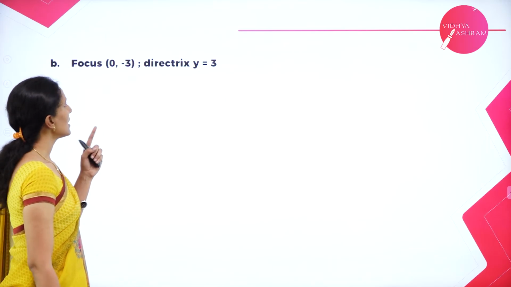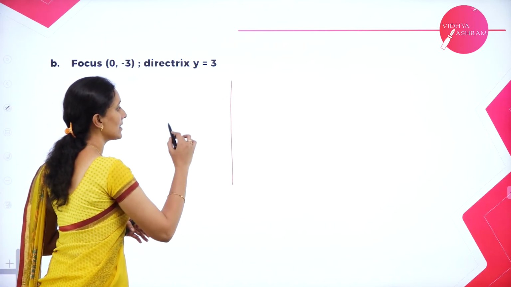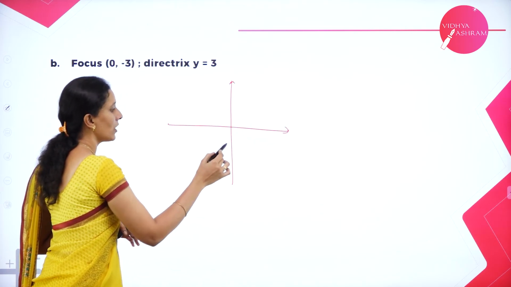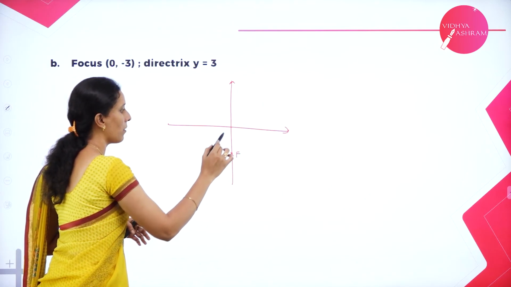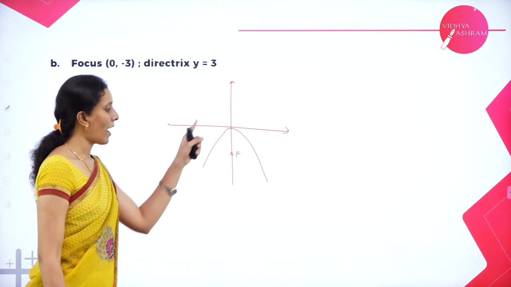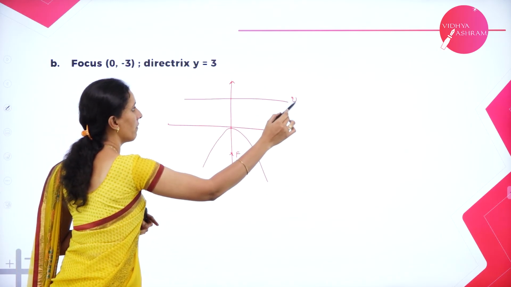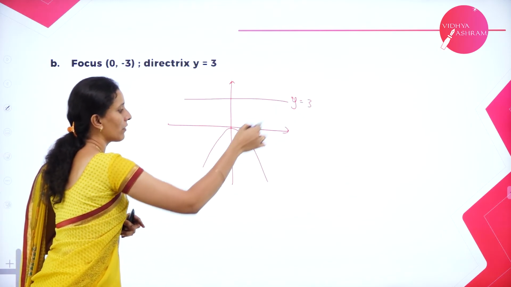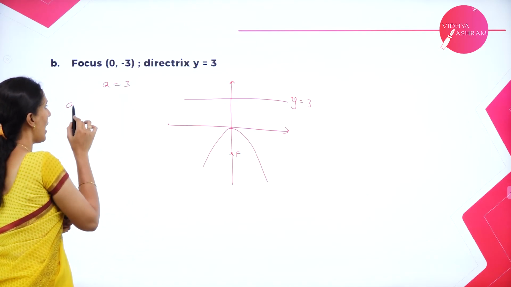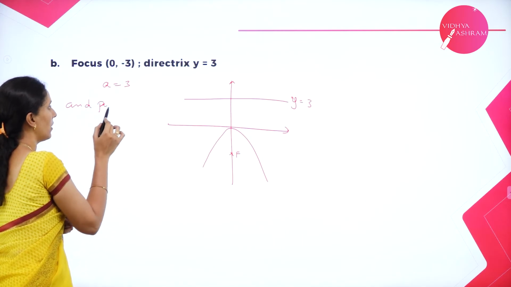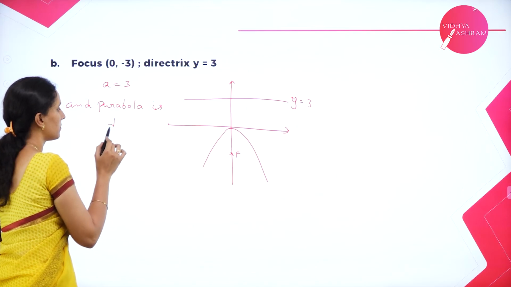Next one. Focus is 0, minus 3, y is equal to 3. If you take this as x and y axis, 0, minus 3 means here it is. If focus is here, then the parabola will be like this. So if parabola is like this, directrix will be like this. And its equation is y is equal to 3. Clearly from the two observations, we can directly write a is equal to 3 and parabola is downward.